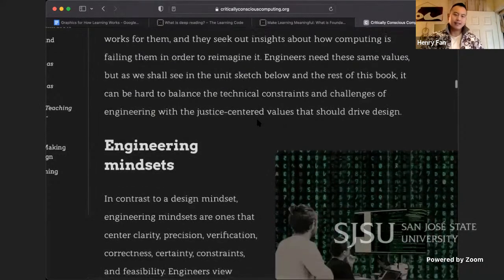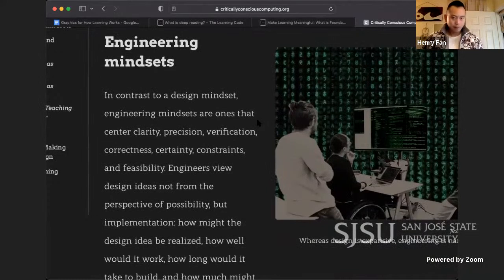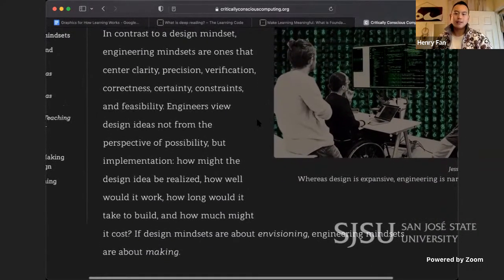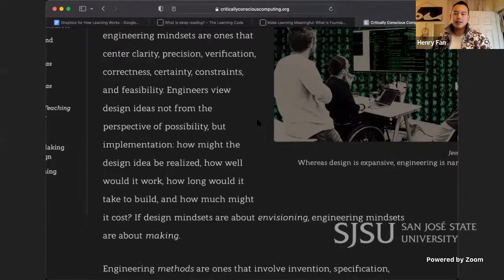Engineering Mindsets. In contrast to a design mindset, engineering mindsets are ones that center clarity, precision, verification, correctness, certainty, constraints, and feasibility. Engineers view design ideas not from the perspective of possibility, but implementation. How might the design ideas be realized? How well would it work? How long would it take to build? And how much might it cost? If design mindsets are about envisioning, engineering mindsets are about making.